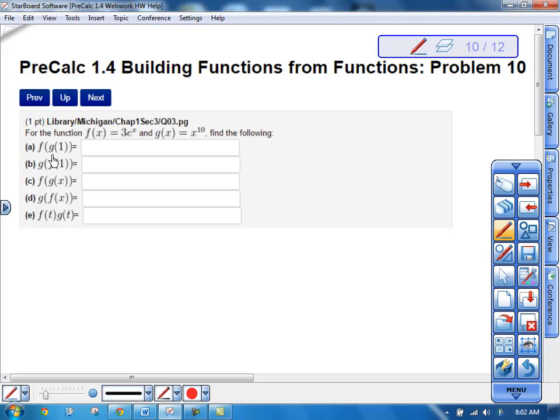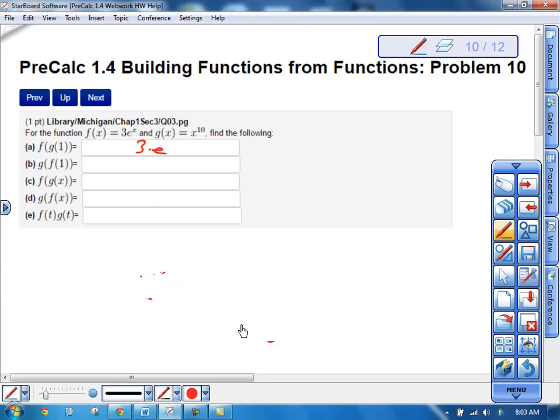All right, the next one wants us to evaluate g of 1 and plug that into f. So g of 1 would be 1 to the 10th, which is just 1. And then we're going to take that and plug it in here. So since this is just 1, it's 3e to the first power. So it's just 3 times the natural number e in your calculator, which you can just enter in as 3e.